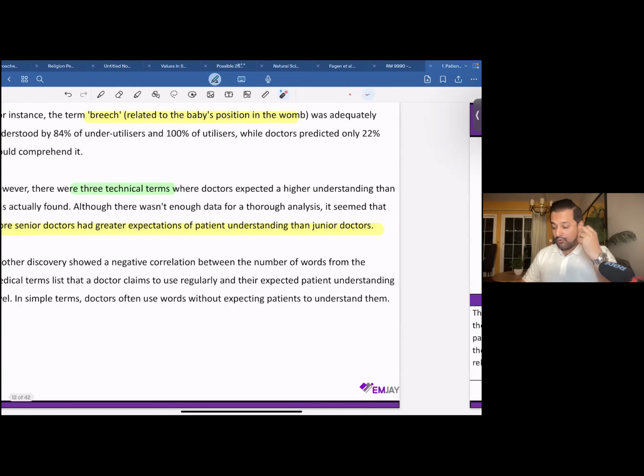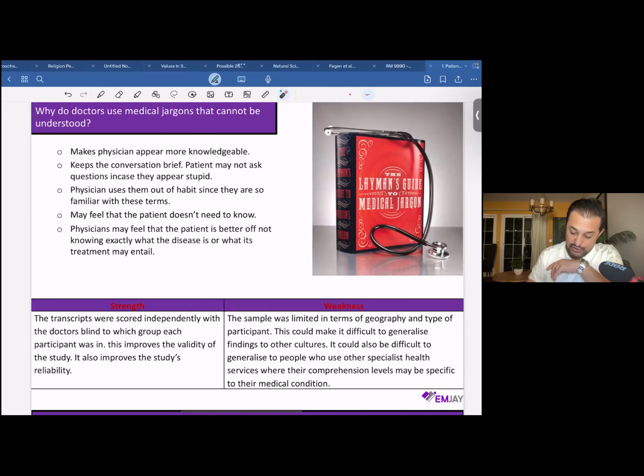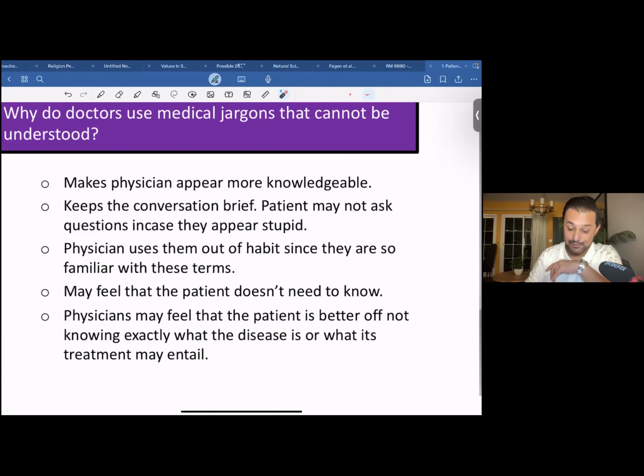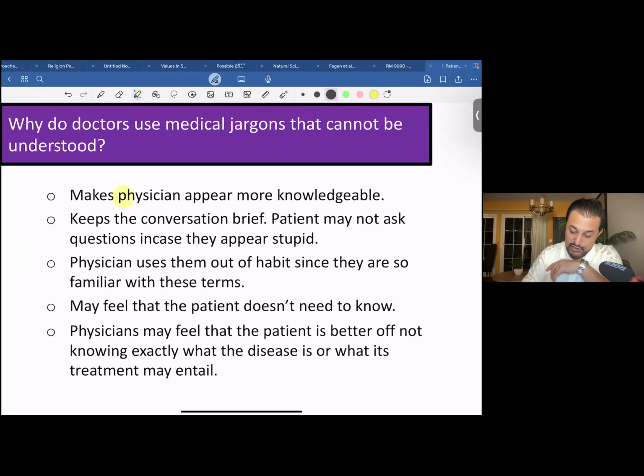Now, what do we understand from this research? What we understand from this research is that with the medical jargons that are used by doctors, doctors need to be cautious. They need to be careful that the patient has a thorough understanding of it, right? Now, taking this ahead, why do doctors use medical jargons that cannot be understood? Probably it makes physicians appear to be more knowledgeable, could be one point. It keeps the conversation brief, and patients may not ask questions in case they appear stupid.